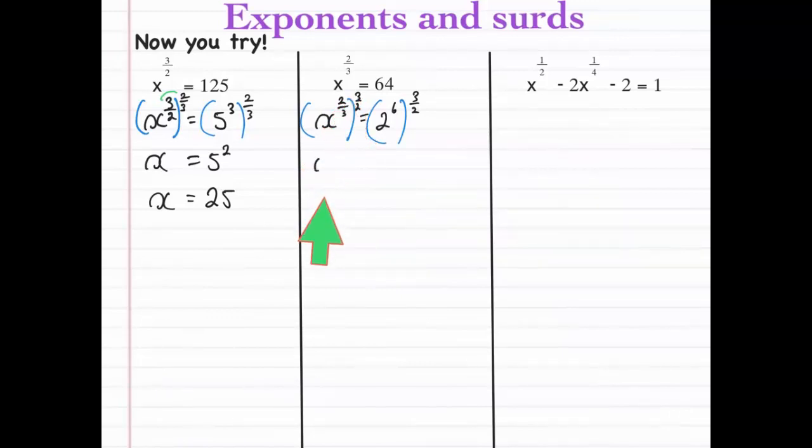So I've got x to the power of 1. And that equals, I don't have to write that 1, but this time I did it just to show you. And that is equal to, and we're going to write the 2, and then we're going to multiply the 6 with 3 over 2.